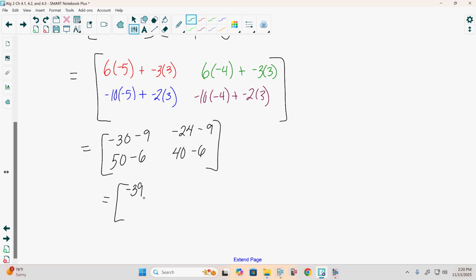And lastly, negative 30 minus 9 is negative 39. Negative 24 minus 9 is negative 33. 50 minus 6 is 44. And 40 minus 6 is 34. We'll finish this tomorrow, but I think we noticed that the calculator is a better option.